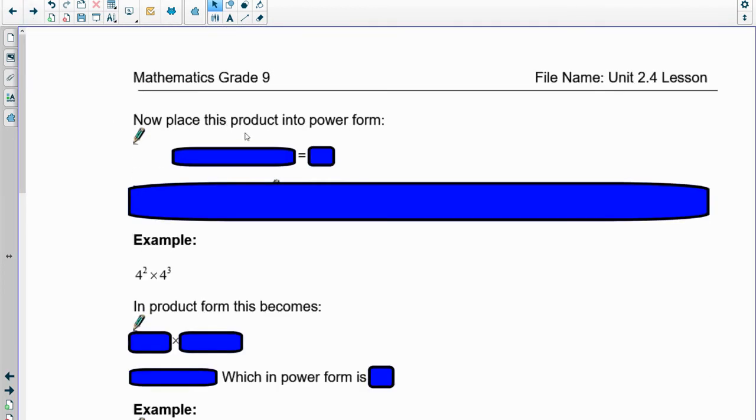So now place this product in power form. You have 2 times 2 times 2 times 2 times 2. There are 7 of them. The base is 2, so this becomes 2 to the power of 7.